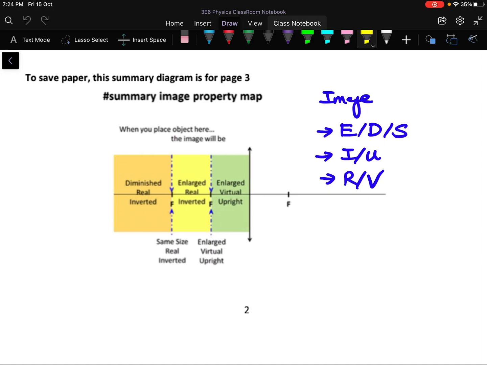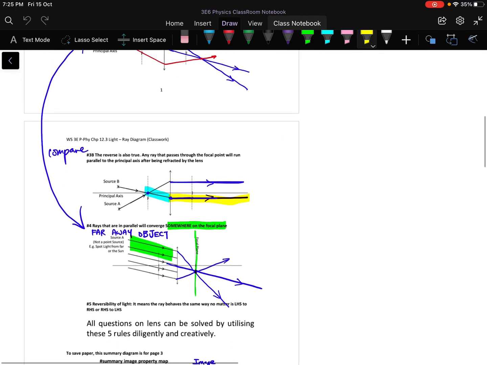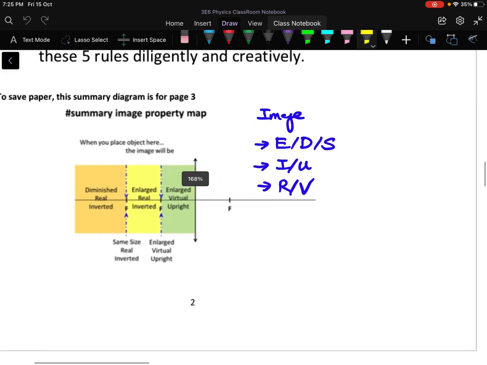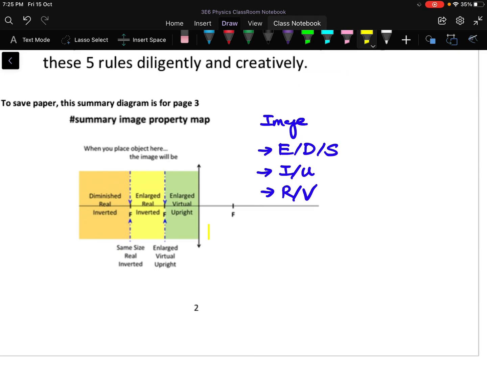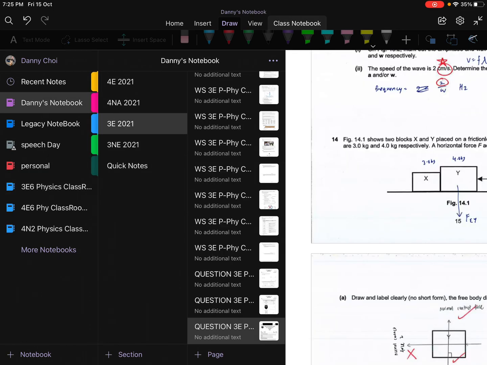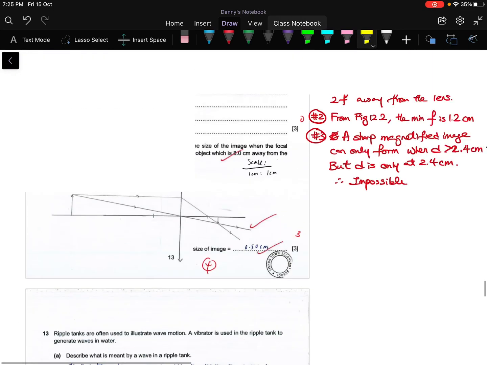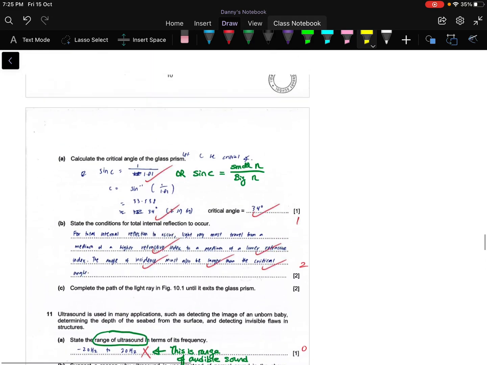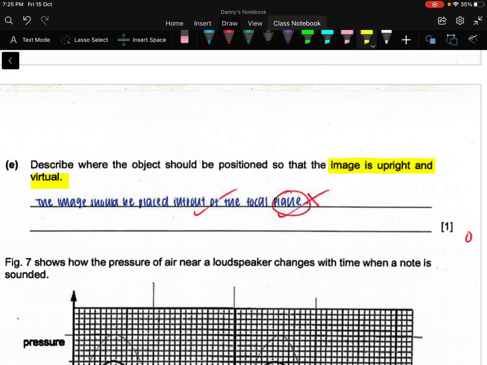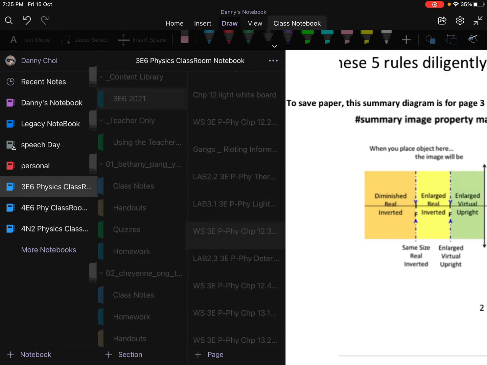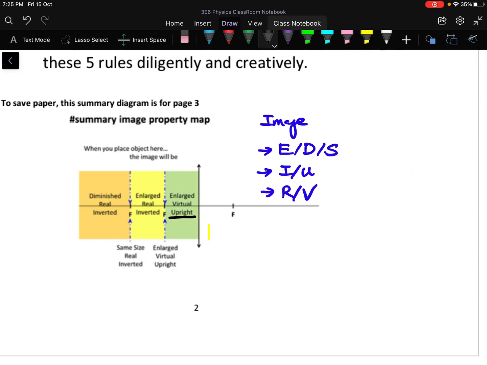I have it, yeah. Although it is in my 3E folder, this worksheet is also given to the 3NE and some of the combined science students. Here you can see that in this particular worksheet, I think it's called worksheet 12.3, you can see this diagram. Oh, I forgot, what is my question? Let's check. I want to have an image that is upright and virtual. So I want upright and virtual, U and V, upright and virtual.